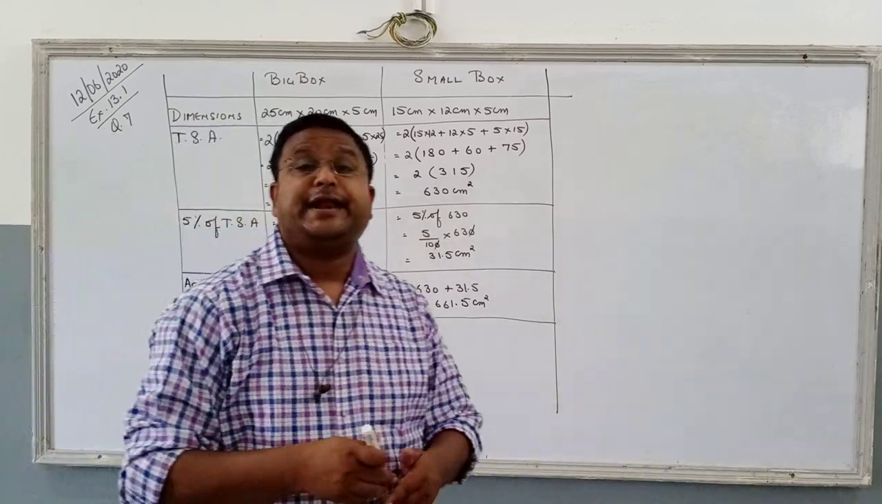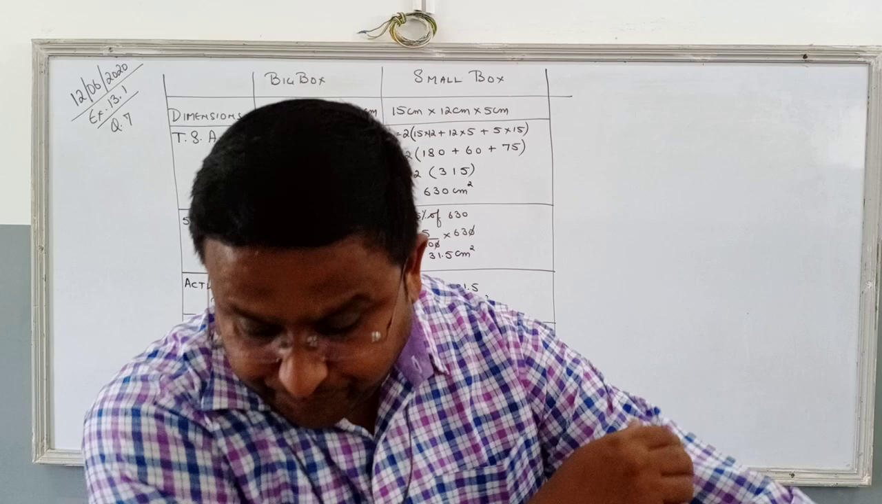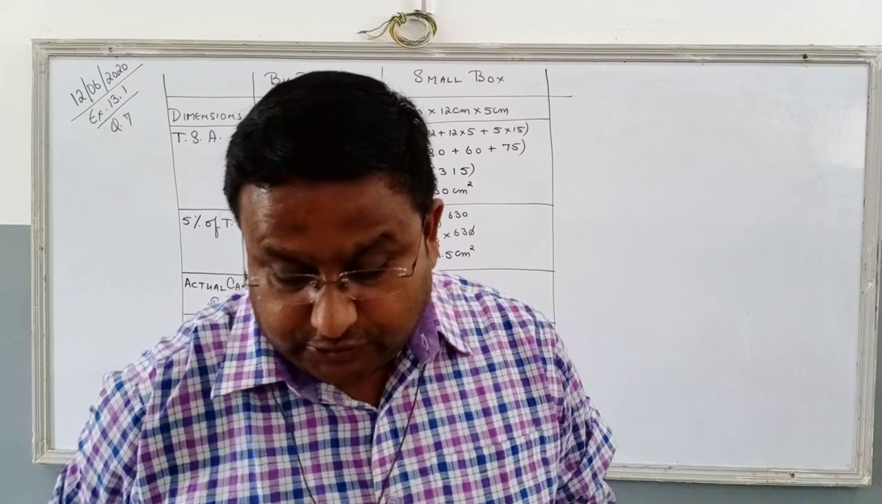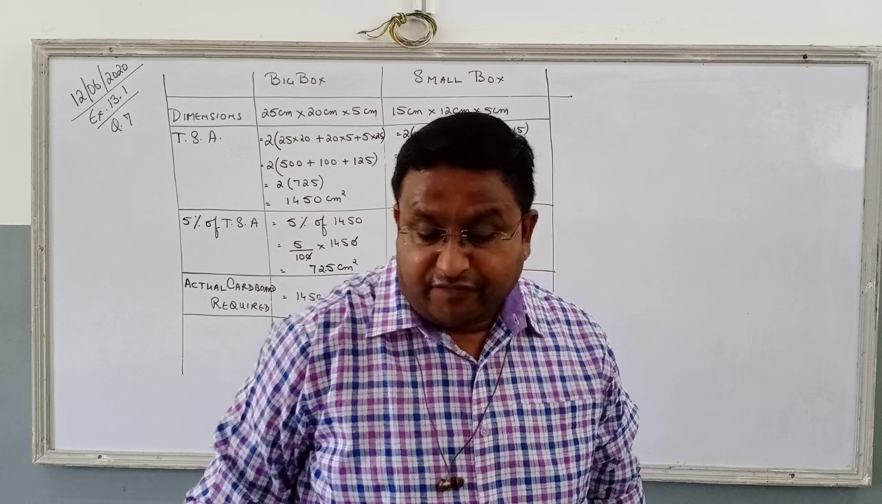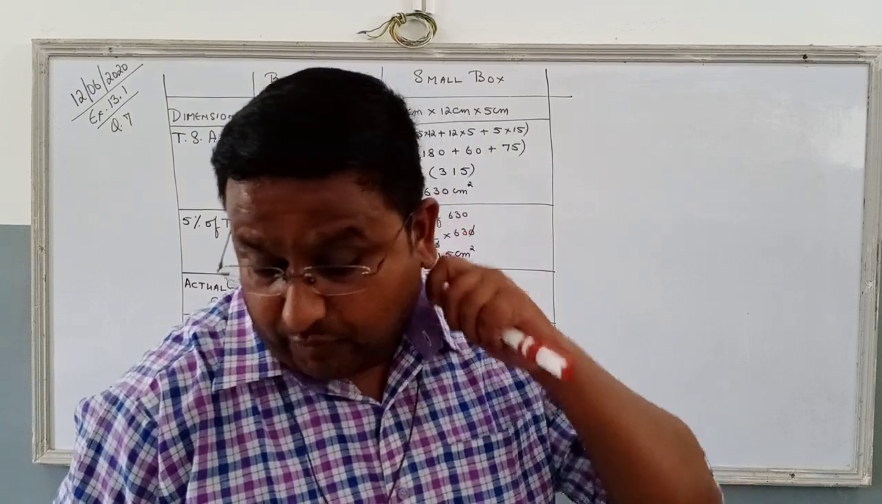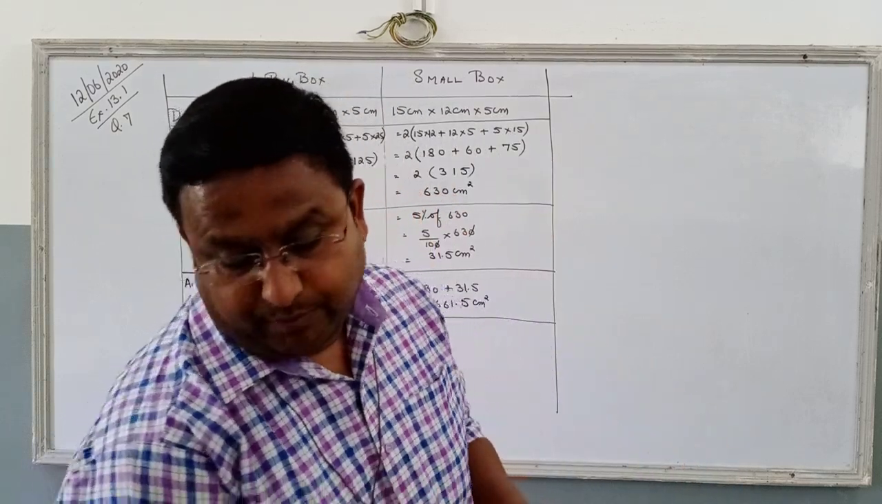Now read the next part. He says, if the cost of cardboard is rupees 4 per 1000 centimeter square, find the cost of cardboard required for supplying 250 boxes of each kind.